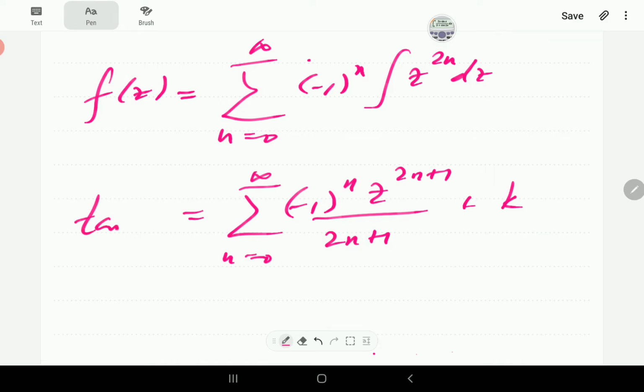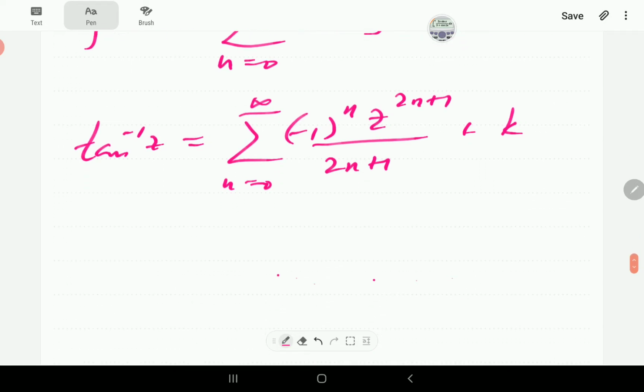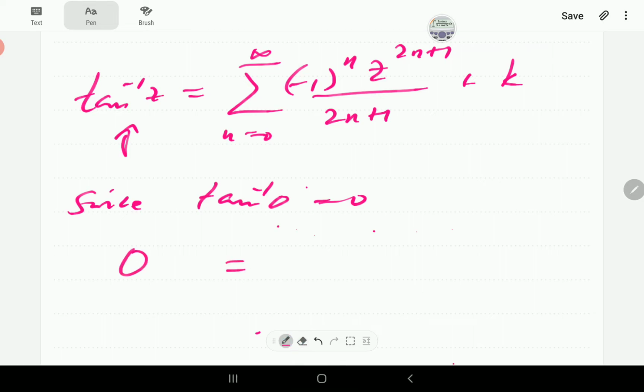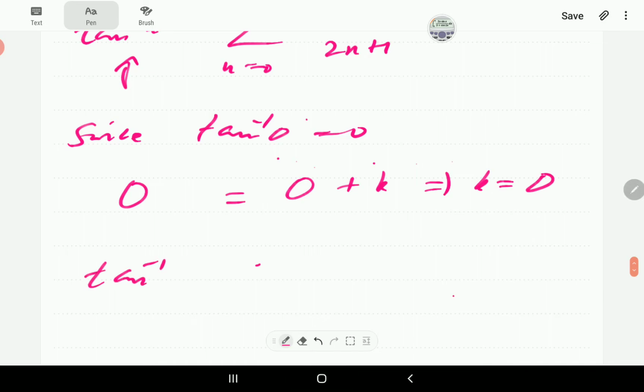Now remember, our f is the inverse tangent. To find the constant, we are going to use the fact that we know the inverse tangent of 0 is 0. So we're going to plug in 0 on both the left hand side and the right hand side. If we do that, this thing is going to be 0, and the summation term is going to be 0 as well. So this is telling us that k is 0. If k is 0, then we've got the expansion for the inverse tangent.